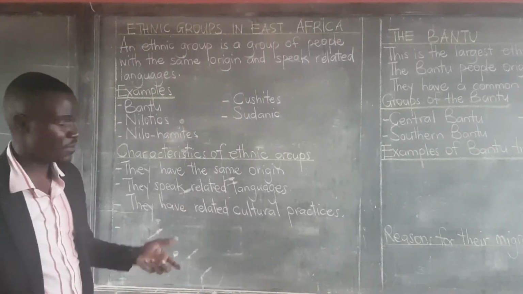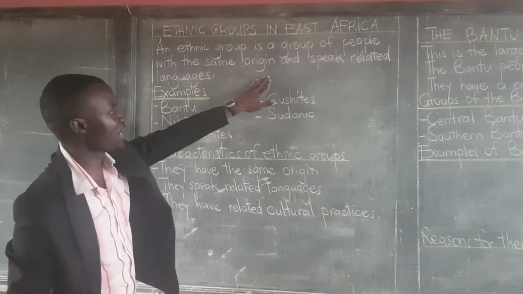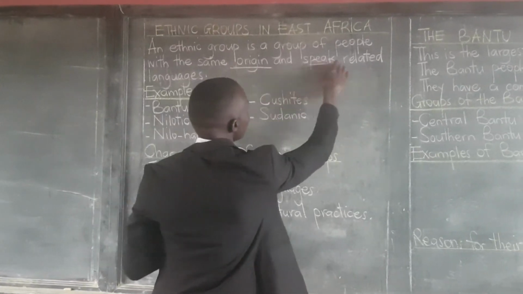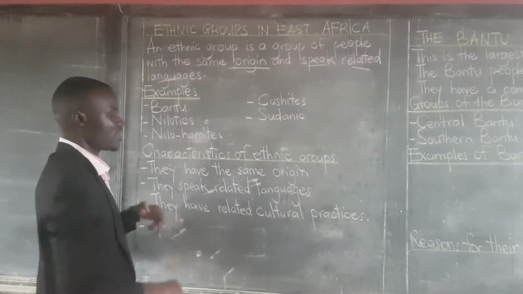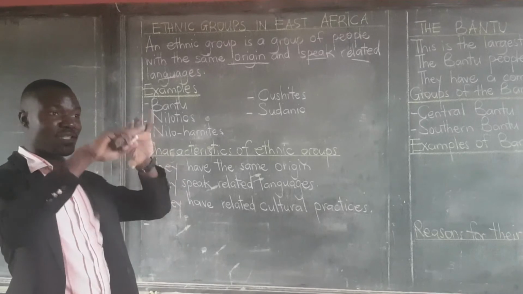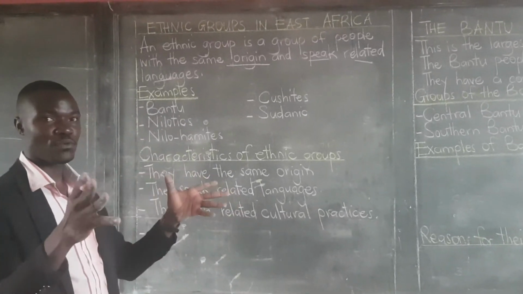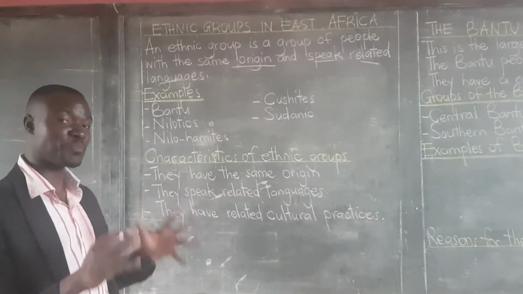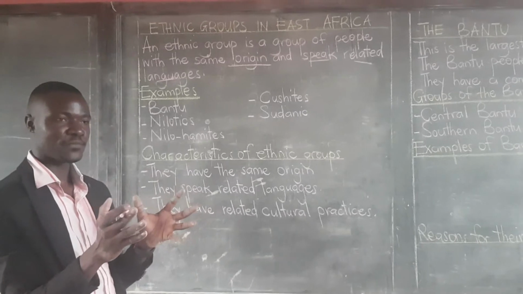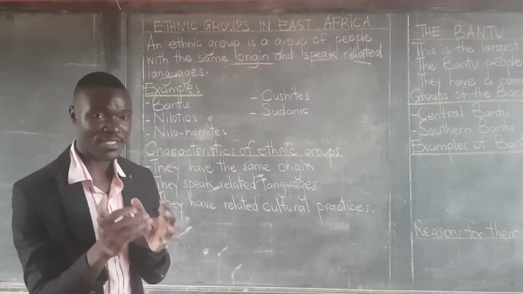What is an ethnic group? An ethnic group is a group of people with the same origin, and they speak related languages. What do we mean by this? An ethnic group came from one origin, but it later split into several tribes that speak related languages. They are relatives, but their languages are not the same.